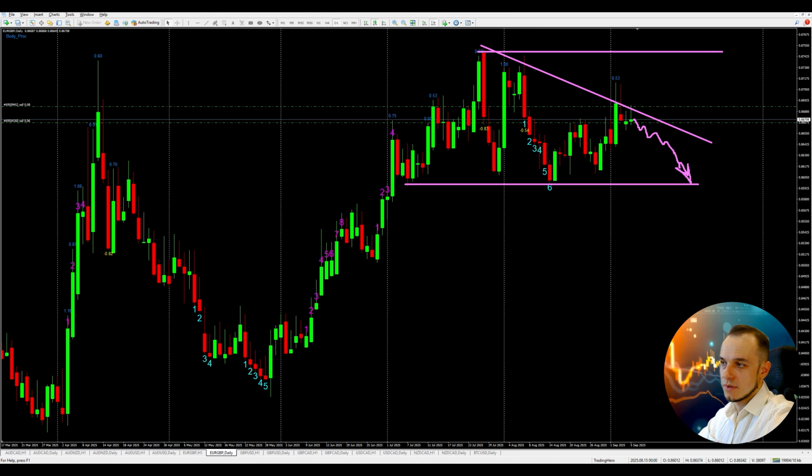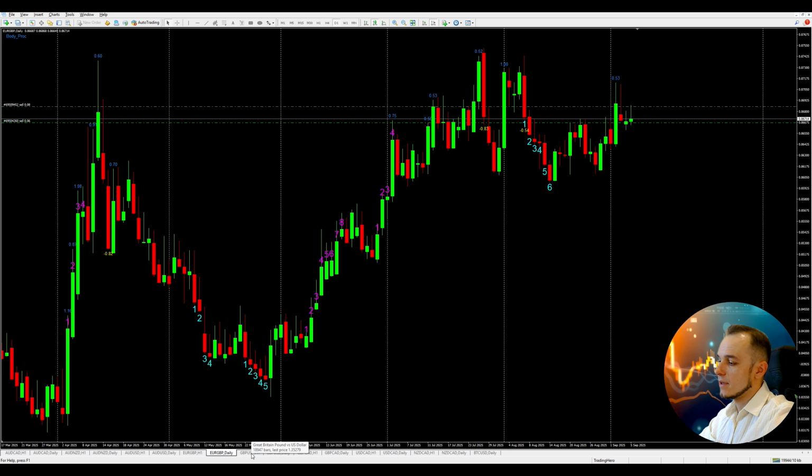It doesn't mean that we're going to fall, but technically we can see that minimums are more or less the same, but maximums are falling down, and considering the shape of candles, I can say that we have a strong pressure of sellers here.